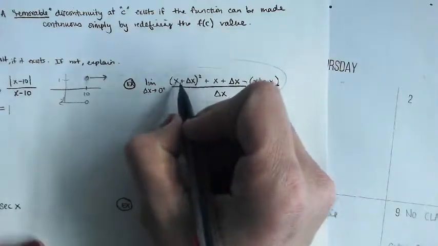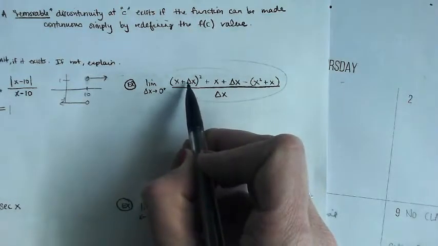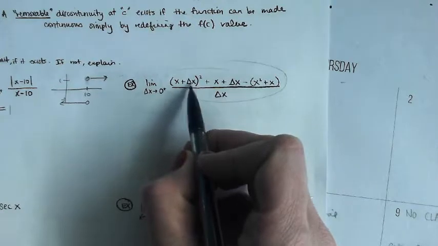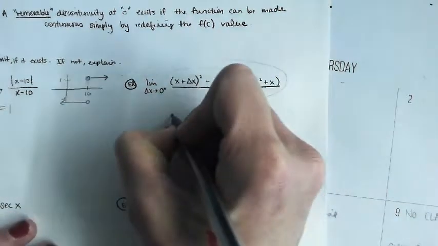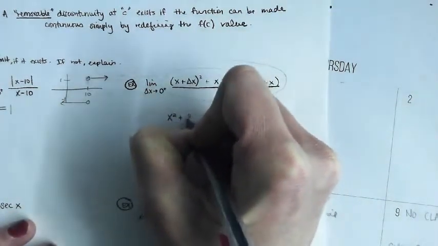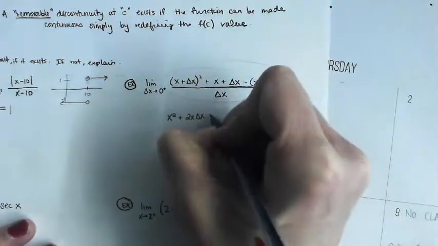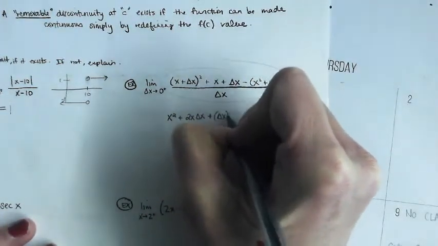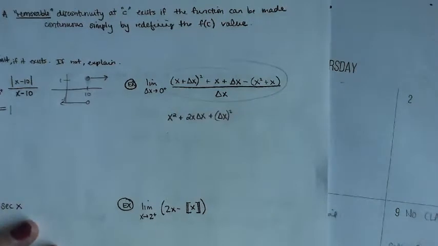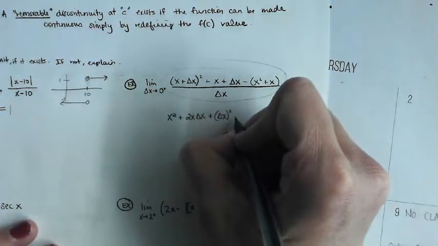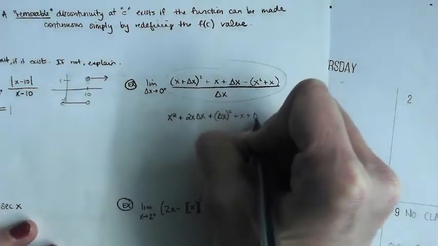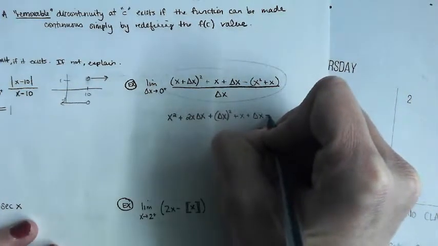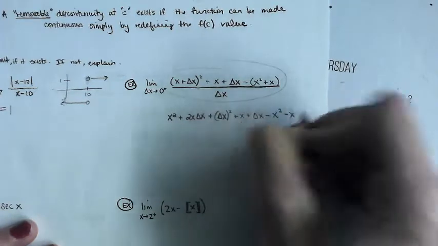So when we square, and this is going to be ugly because we're not using h, we're using change of x, but we're still going to square that binomial. x squared plus 2x change in x plus change in x squared. That's the binomial squared. Plus x plus change in x. Distribute your negative, minus x squared minus x.